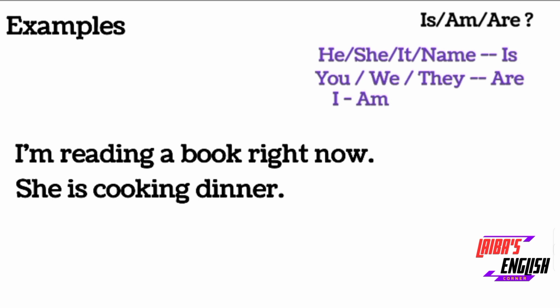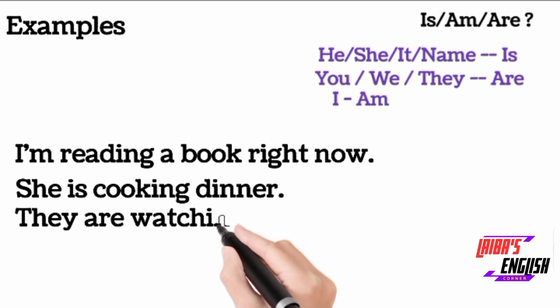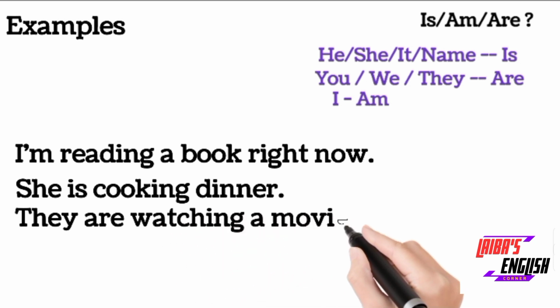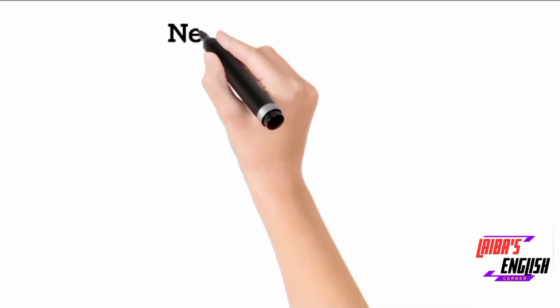Second example is, she is cooking dinner. Here is she, so for he, she, it or name we are using is. So cook is the first form, we are using ing with it, so she is cooking dinner. Third example is, they are watching movie.